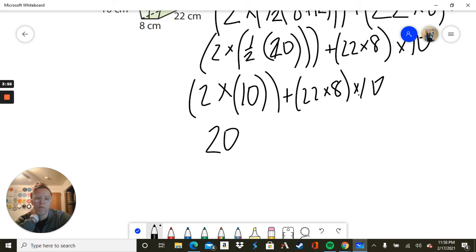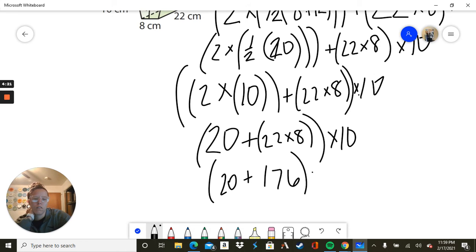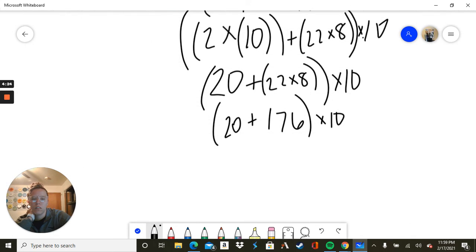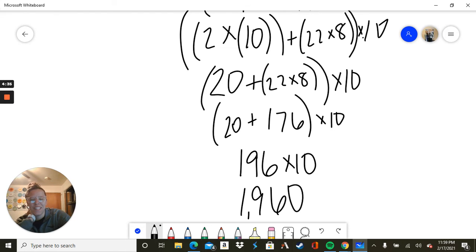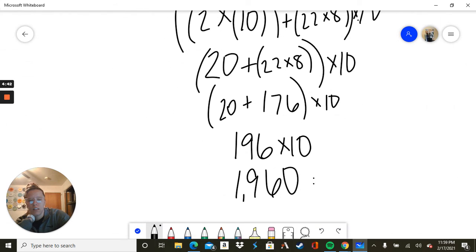2 times 10 is 20. I guess we have to add all this too, so there's an extra set of parentheses. So 20, oops, plus 22 times 8 times 10, okay. 22 times 8 is 176. Okay, 20 plus 176 is going to be 196 times 10 is going to be 1,960. And what was our label? Centimeters cubed. Okay, there's that.